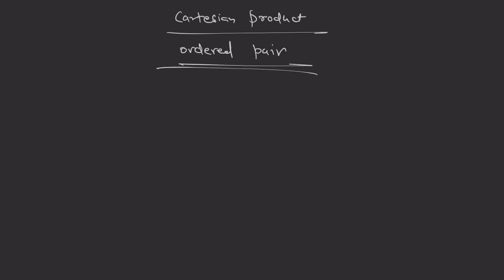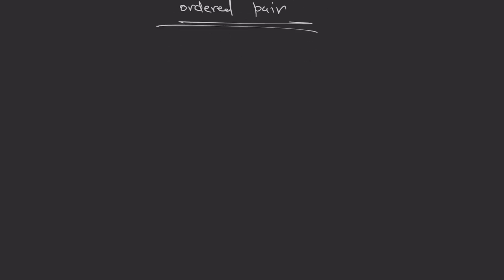So in the last lecture we learned about Cartesian product. And before that we studied ordered pairs. So we learned about Cartesian product and ordered pairs. Now we have to use them. So for that we introduce a new concept called relation.